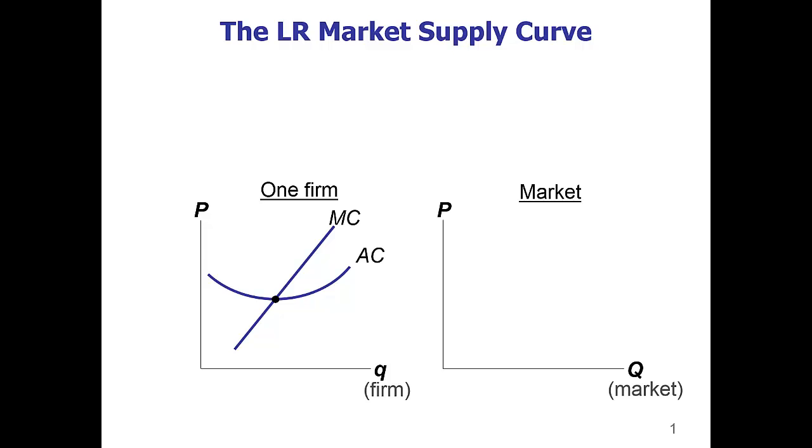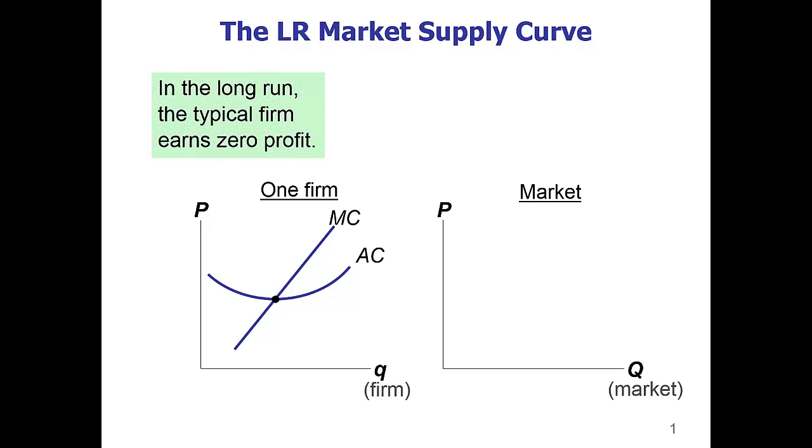Let's now see how the long-run market supply curve is derived. So here we have a typical firm, and in the long run that typical firm is earning zero economic profit, so price is set equal to the average cost curve. And notice that that does happen at the minimum of the average cost curve, where the marginal cost curve and the average cost curves intersect.